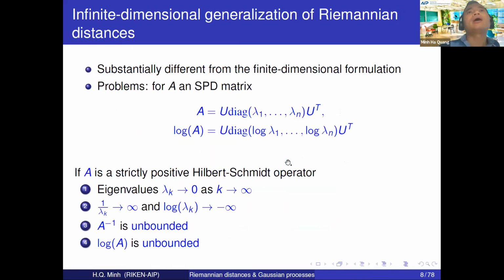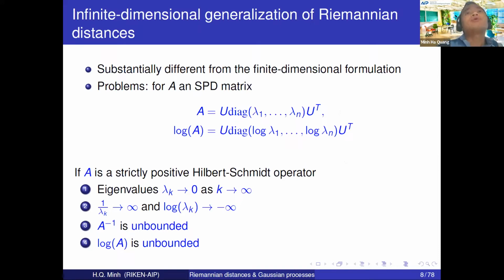And so now let's talk about how we can actually generalize this to the infinite dimensional setting of Gaussian measures, on Hilbert space and covariance operators. So in this case, we have an infinite matrix or an operator. For this instance, the infinite dimensional generalization will be substantially different from the finite dimensional formulation.